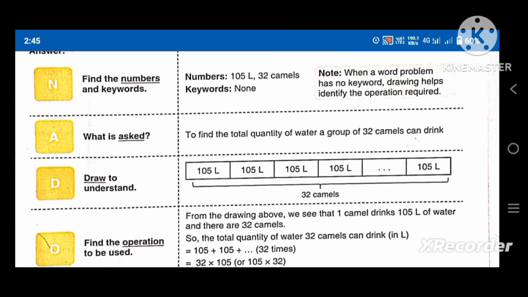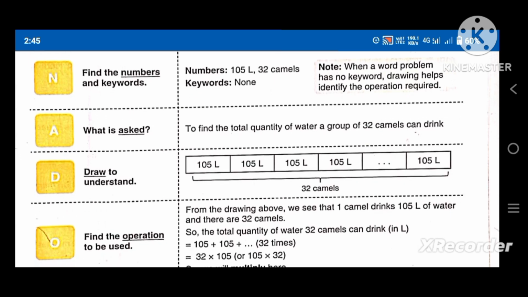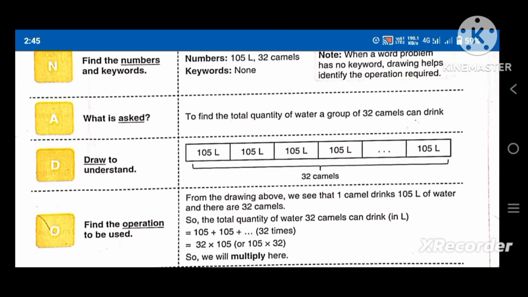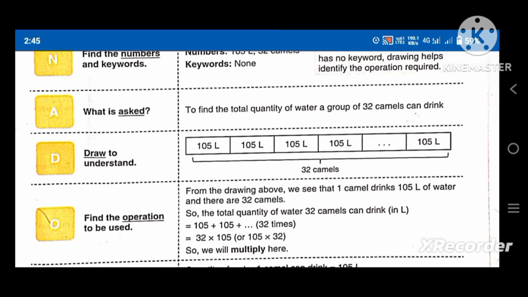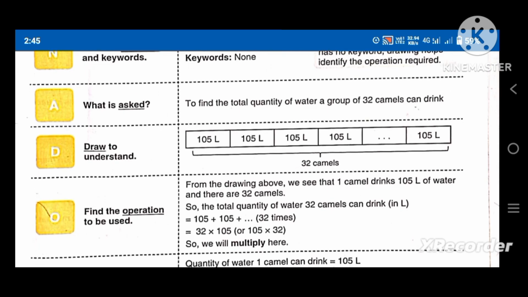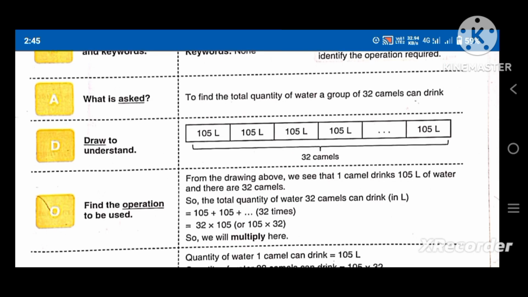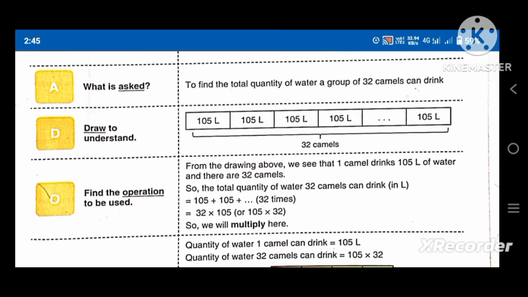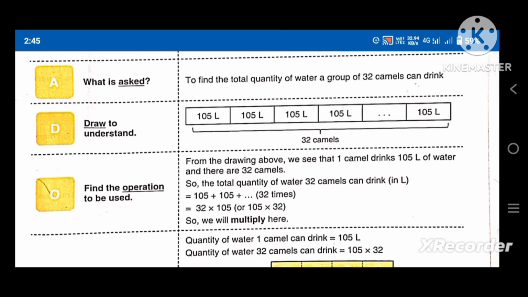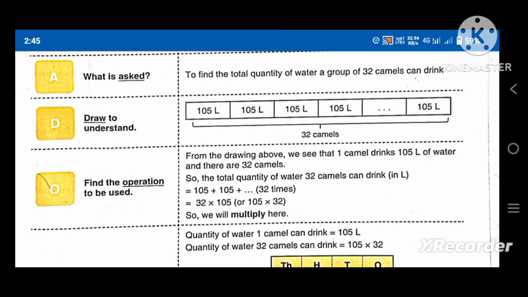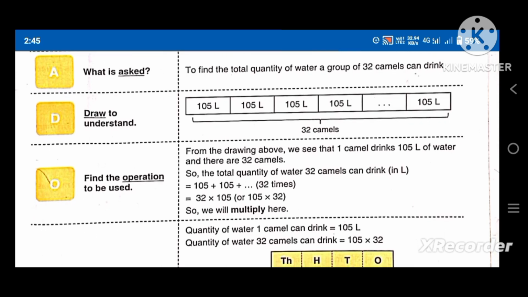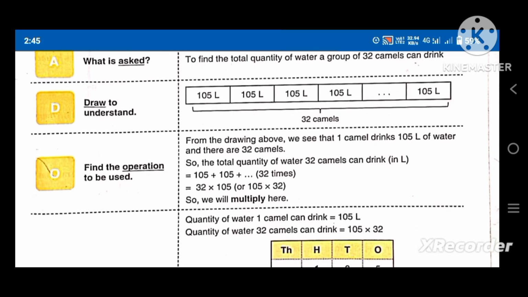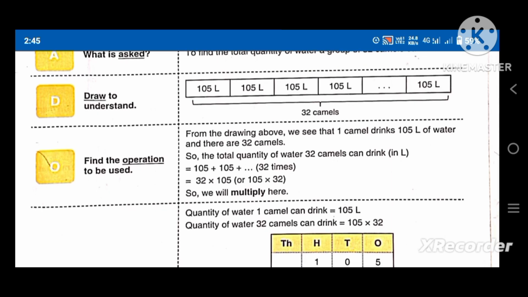D: draw to understand. 105 liter, 105 liter, 105 liter, 105 liter, and so on. 105 liter, 32 camels. O: find the operation to be used. From the drawing above, we see that one camel drinks 105 liters of water and there are 32 camels. So the total quantity of water 32 camels can drink, in liters, is equal to 105 plus 105 plus, and so on, 32 times, which is equal to 32 into 105 or 105 into 32. So we will multiply here.